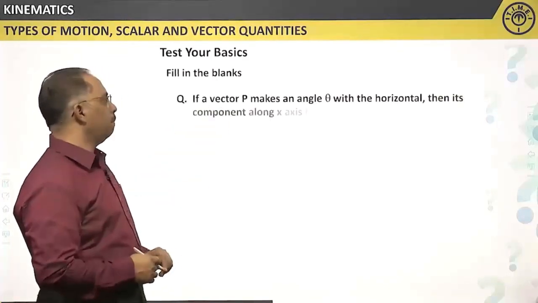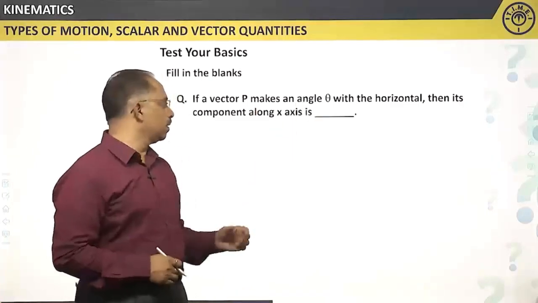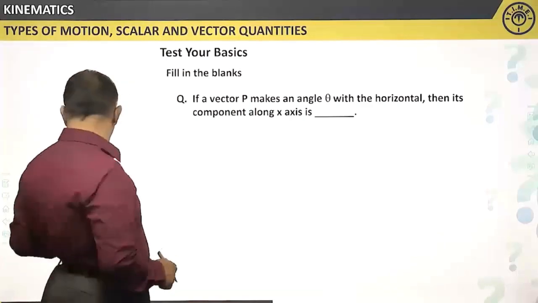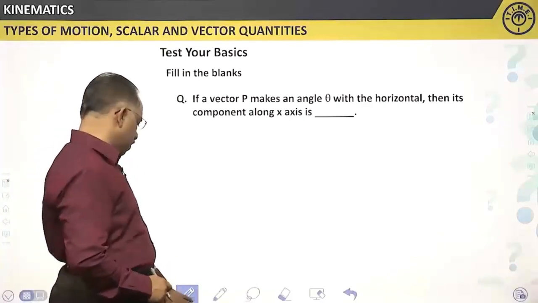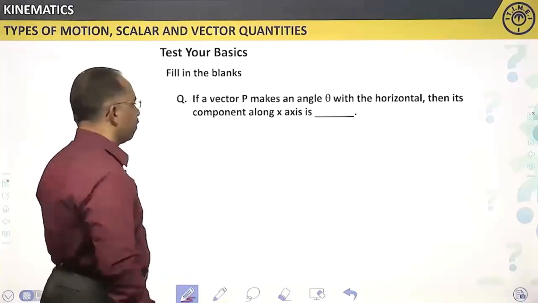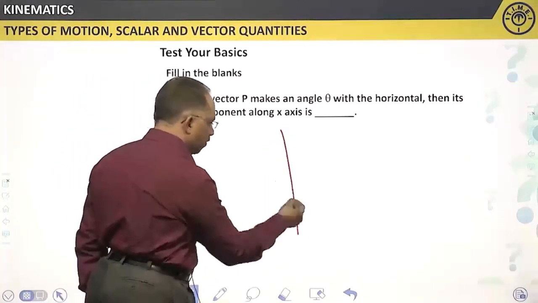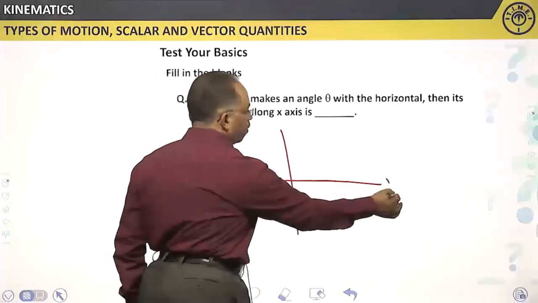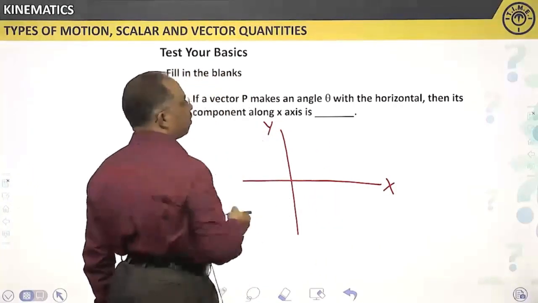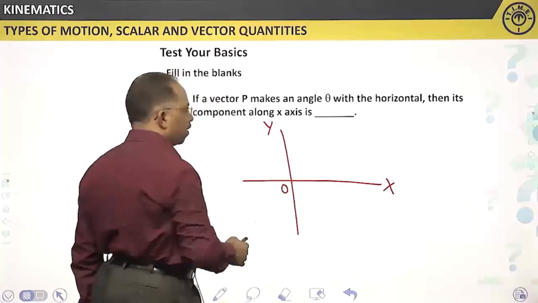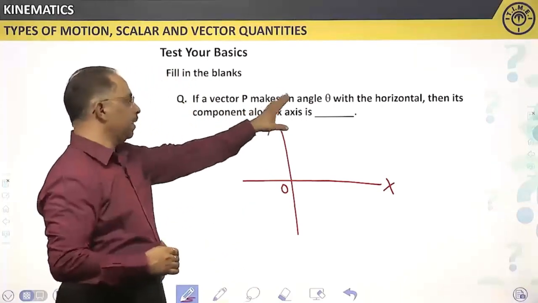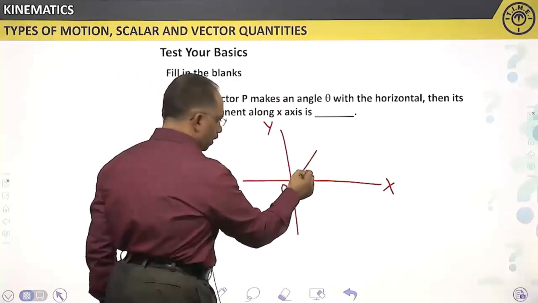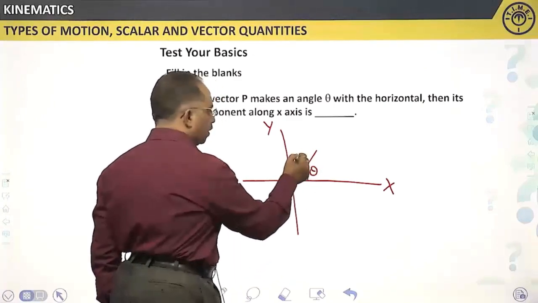If a vector P makes an angle theta with the horizontal, then its component along x-axis is? Let us draw a rough sketch of this particular situation. Okay. So, I will take, this is the y-axis, this is the x-axis. Okay, let me draw, this is x and this is y. And this is from the origin. P makes an angle theta. So, what I will do is, I draw a vector like this making an angle theta. This is the vector P.